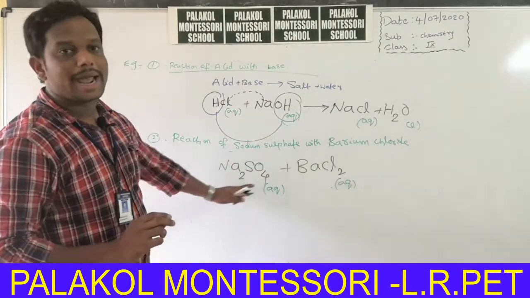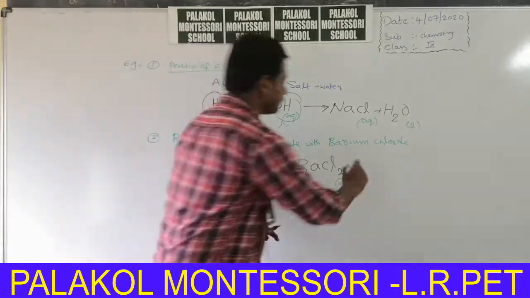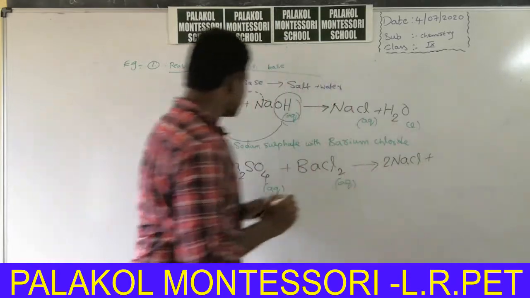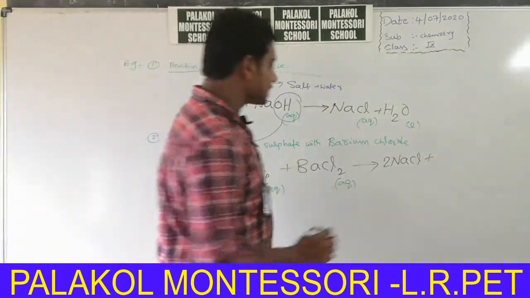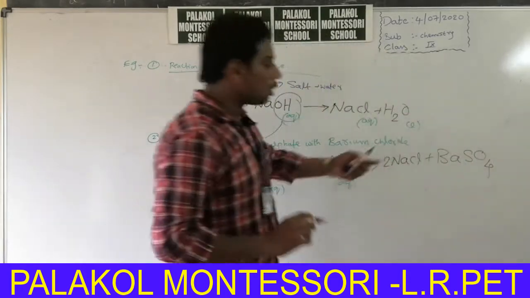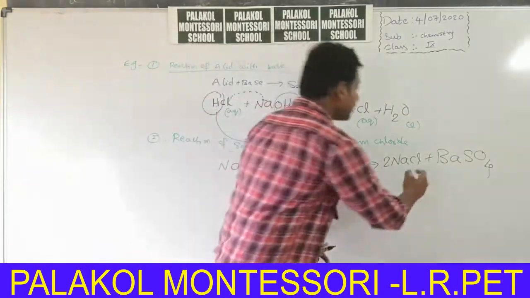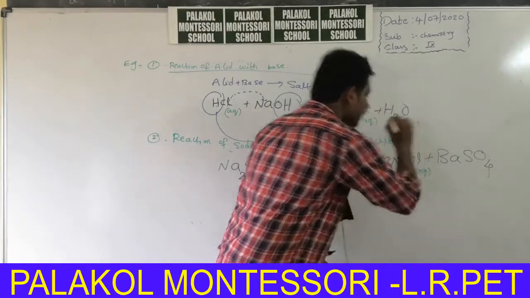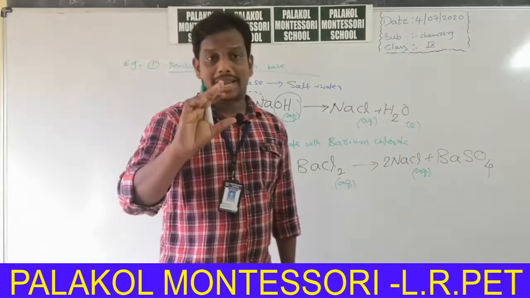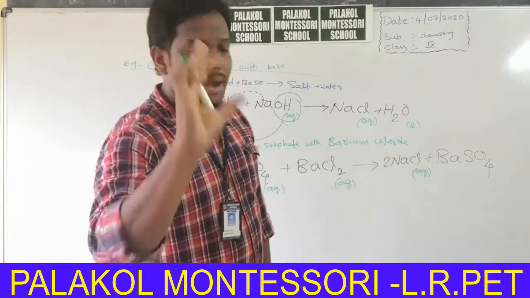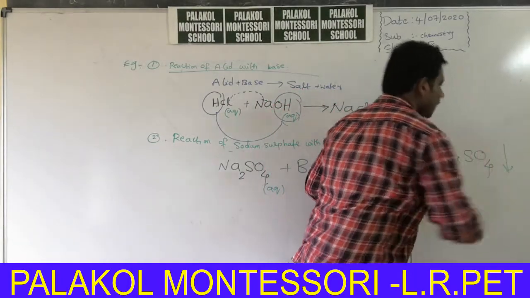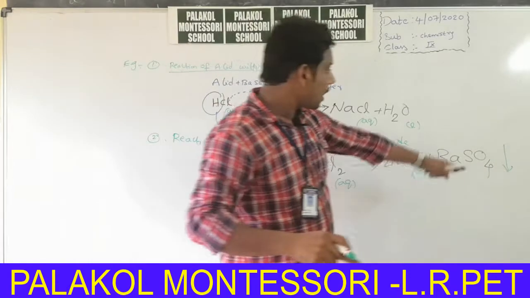Okay. Sodium sulfate reacts with barium chloride. It forms sodium chloride and barium sulfate. Sodium chloride is also present as aqueous solution, AQ. Barium sulfate appears as a white color precipitate. So you will use this symbol, a downward arrow, for this.